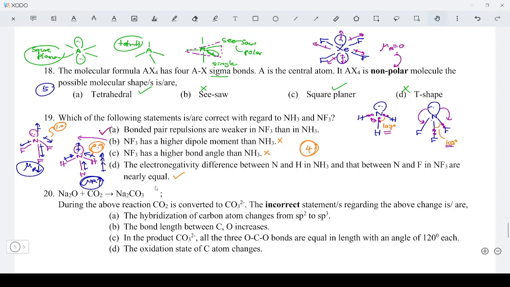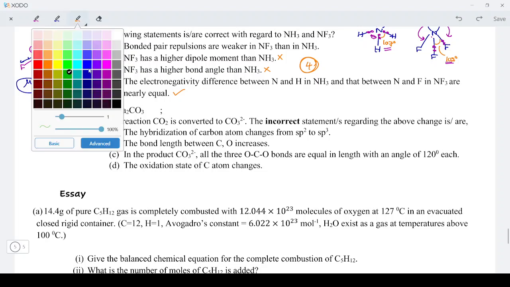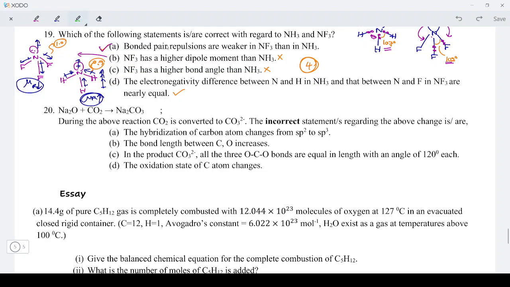So let's check the next one. Sodium oxide and carbon dioxide. There's a reaction happening here. I'm telling a few things, let's check. During the reaction, carbon dioxide is converted to carbonate. Incorrect. The hybridization of the carbon atom changes from sp2 to sp.